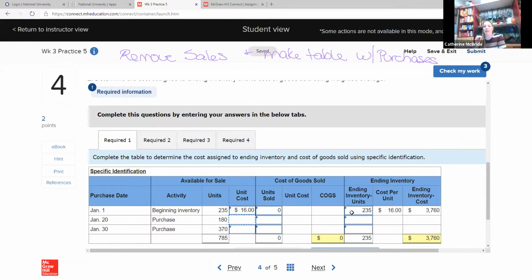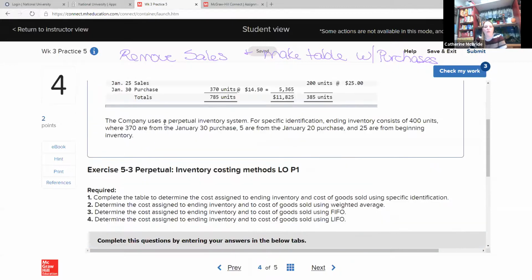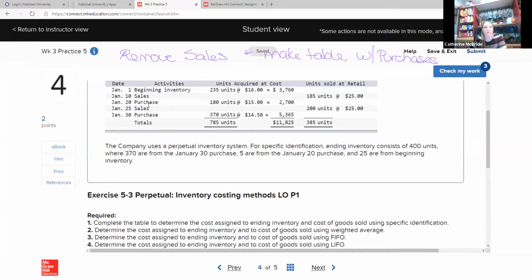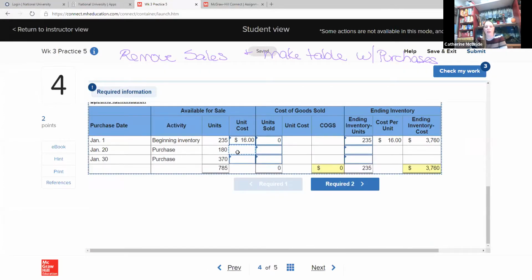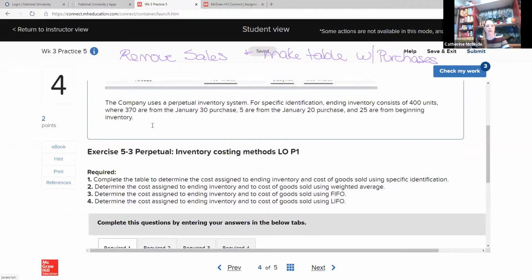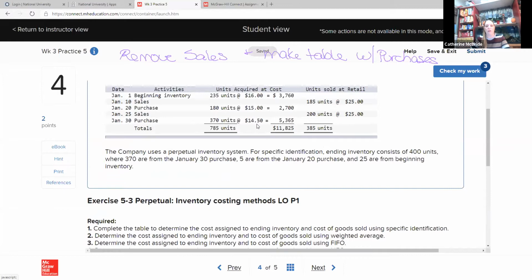Now, everything here works in layers. So what we're going to do now is read specific identification. So ending inventory consists of 400 units. 370 are from the January 30th purchase. Okay, so I'm going to put in these purchases. On the 20th, I purchased 180 units at $15. And on the 30th, I purchased 370 units at $14.50.